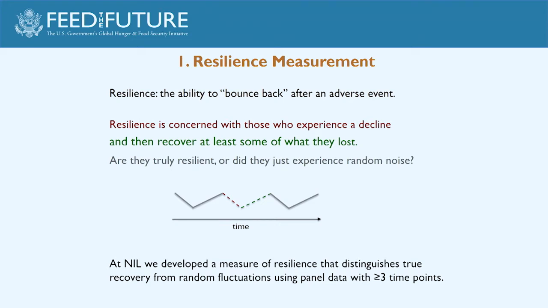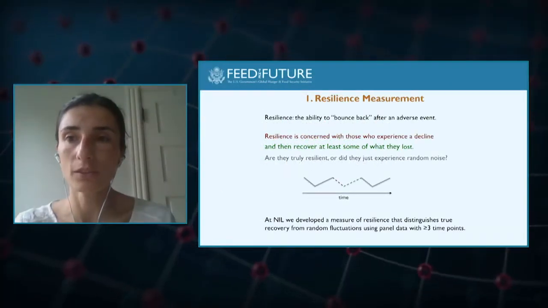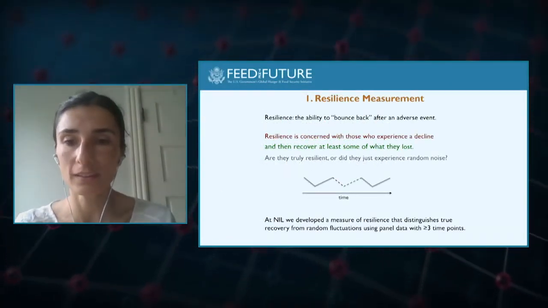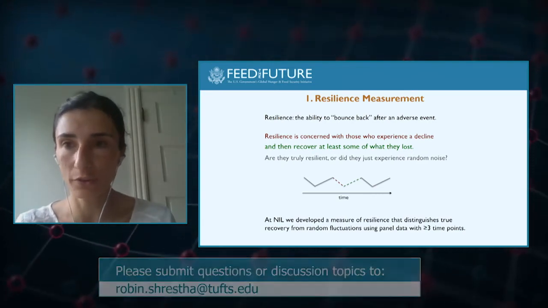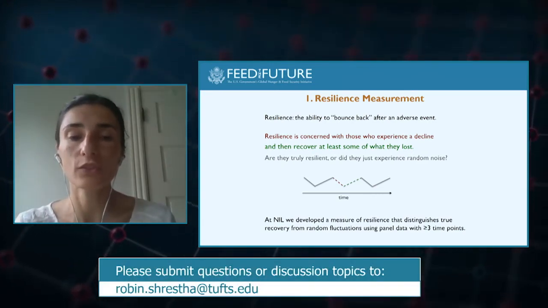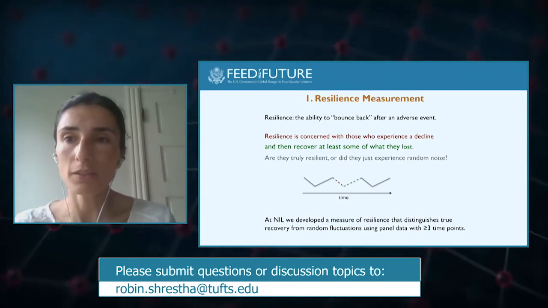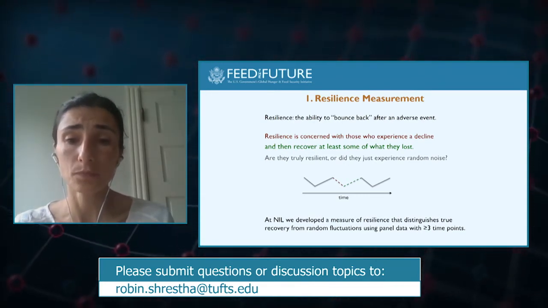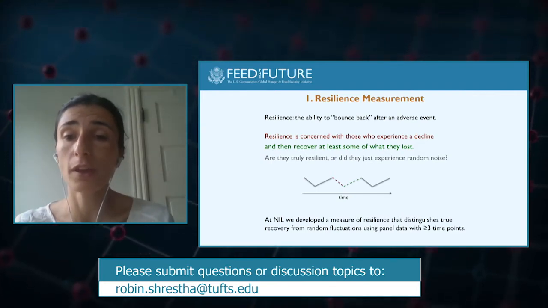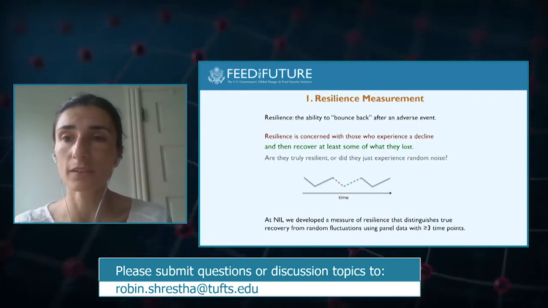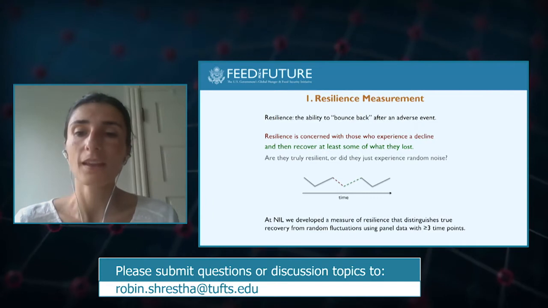So our idea at NIL was to develop a method to measure resilience that explicitly distinguishes true recovery or resilience from such random fluctuations. And this method that we developed can work as soon as we have panel data with at least 3 points in time. Next slide, please.